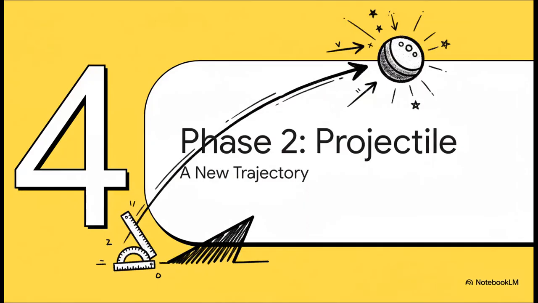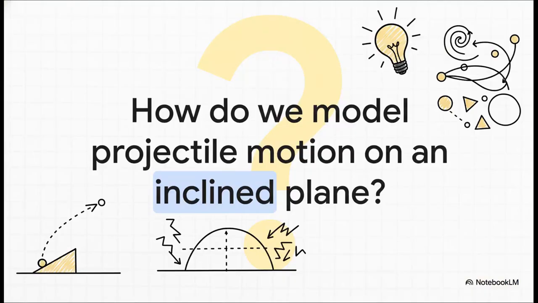With that rebound velocity figured out, the ball is now flying through the air again, which means we have a whole new problem to solve. It's projectile motion, but with the complication that it's all happening relative to an inclined plane. So, how in the world do we deal with this?